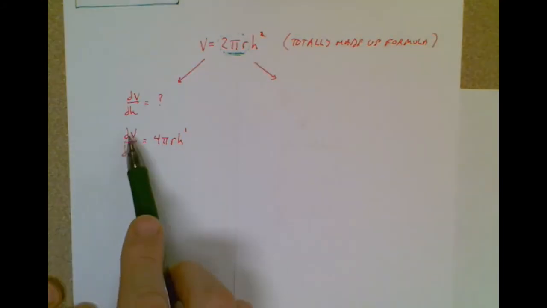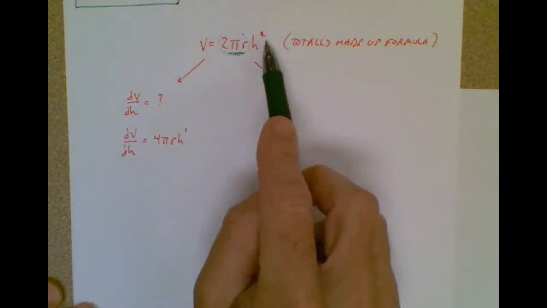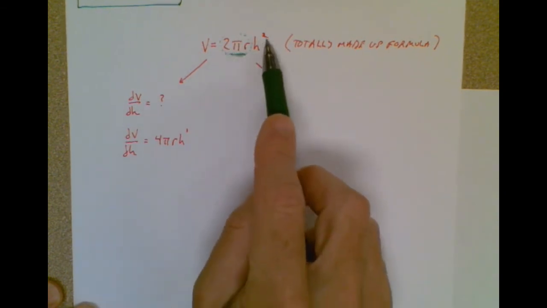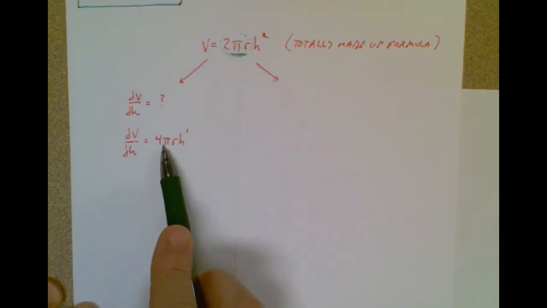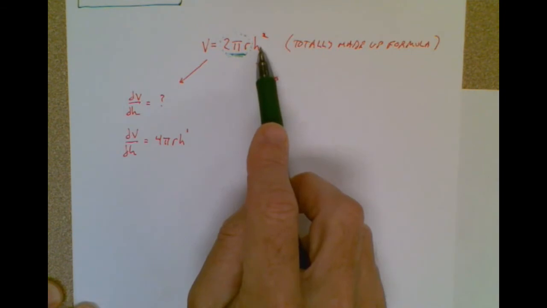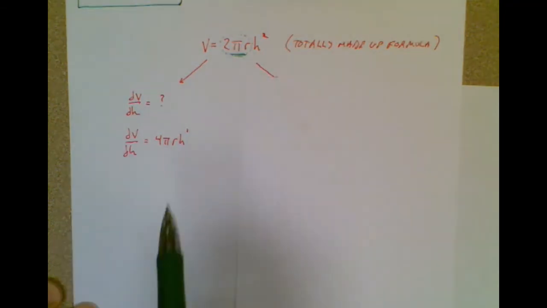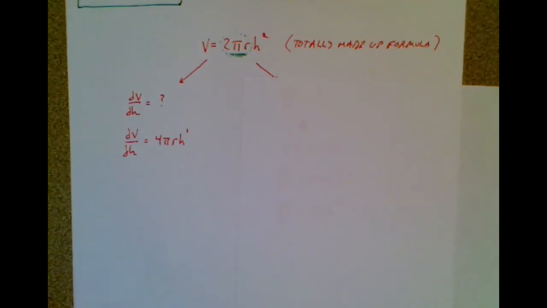So now when I do the dv/dh derivative, it's exponent times coefficient. So 2 times 2 pi r is 4 pi r. Take my h and the exponent, lower it by 1. So it just takes a little extra brain power.